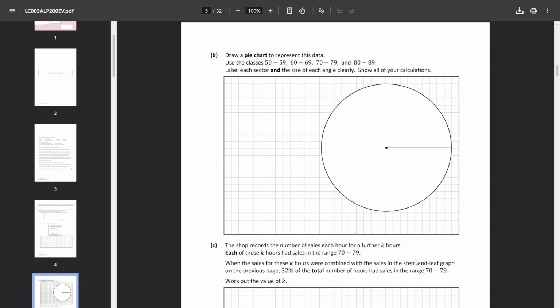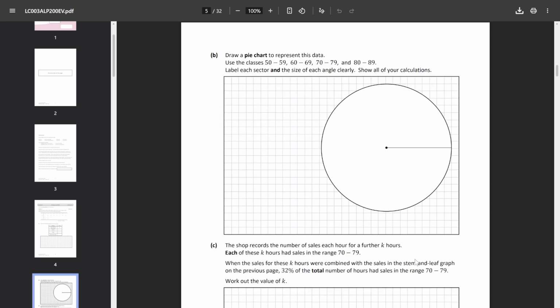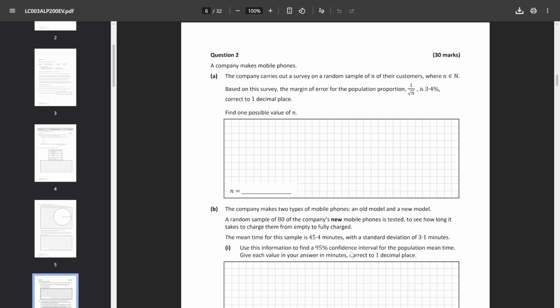Just splitting the data, so 360 divided by the number of entries gives you a single entry, and then you just put it in each of the different classes. So not actually too bad of a question. And then part C was a little bit of a thinker, but there's not a lot of space, so you didn't really need a lot. Once you've cracked it, it's pretty nice marks.